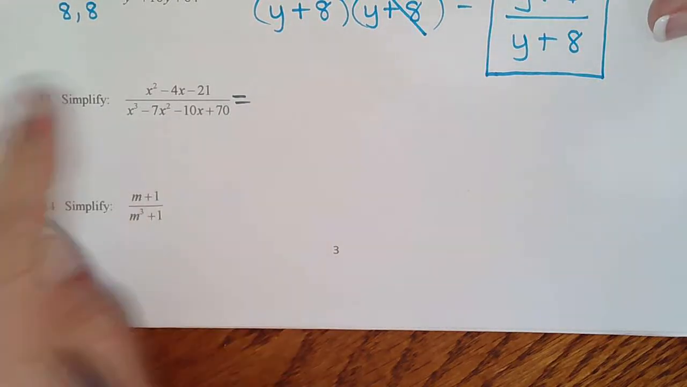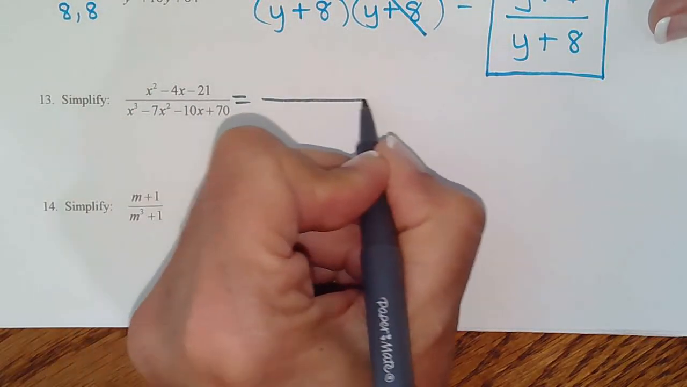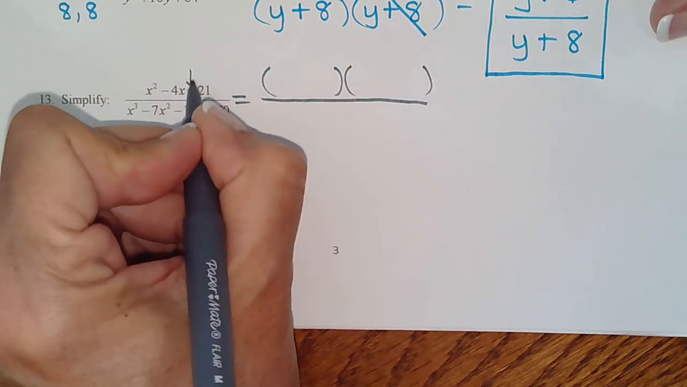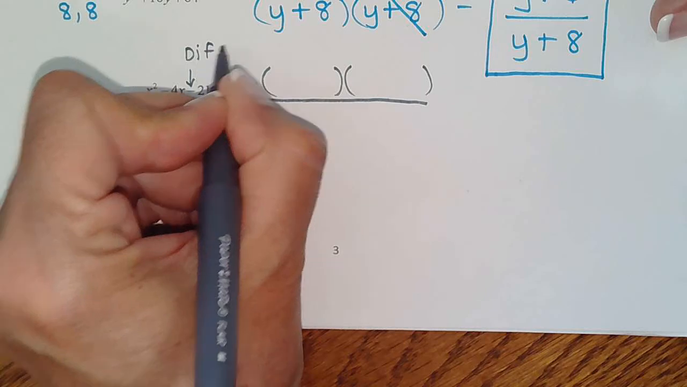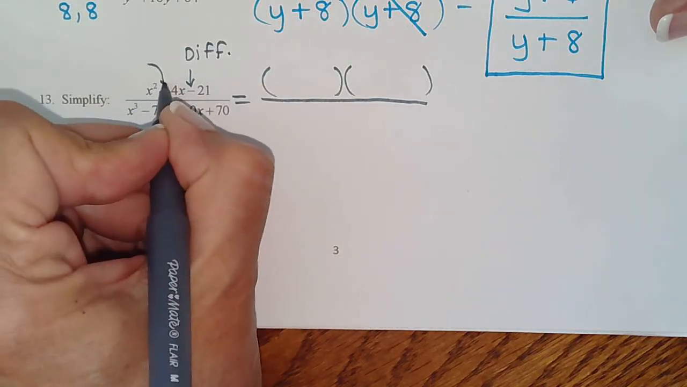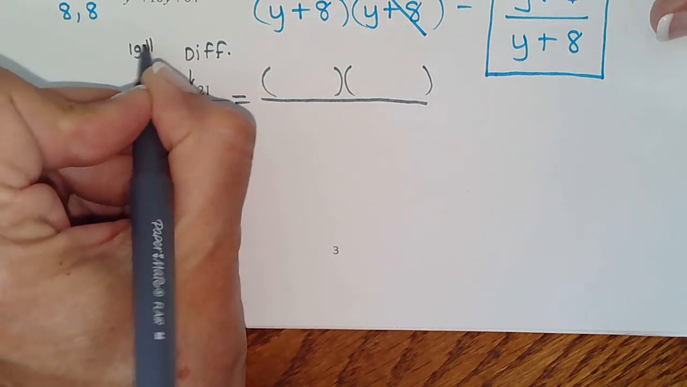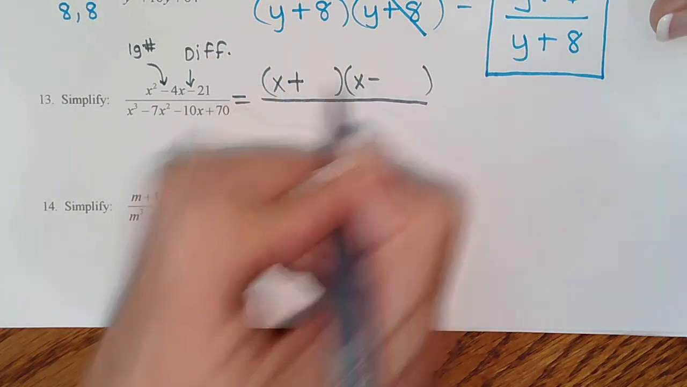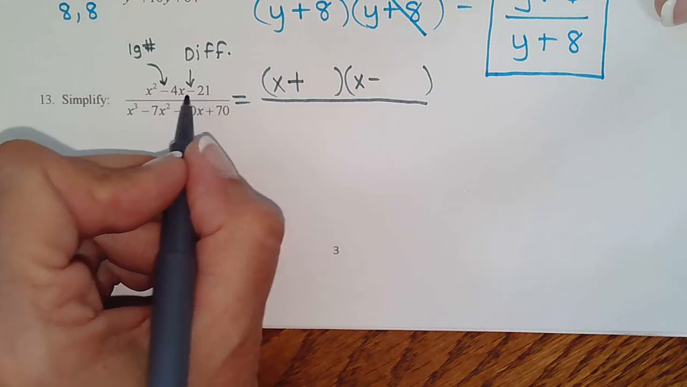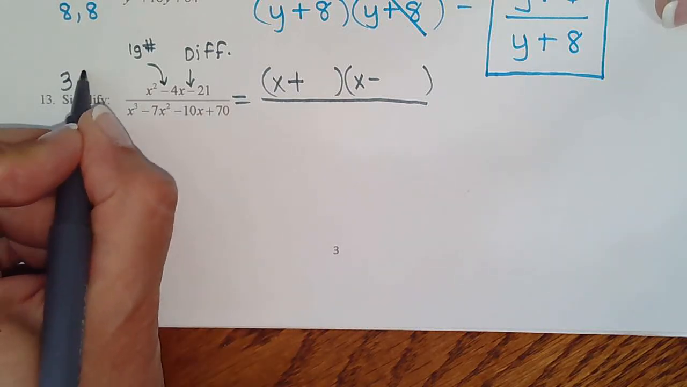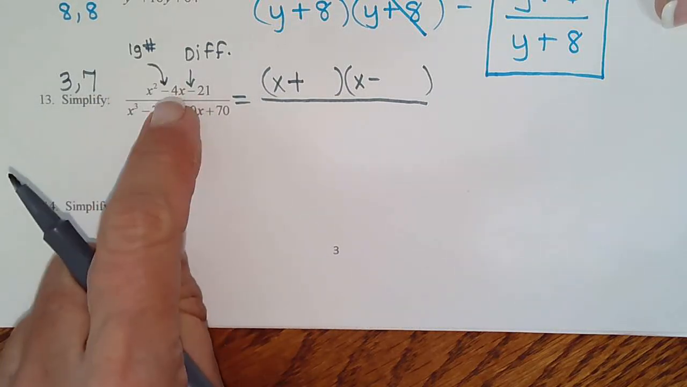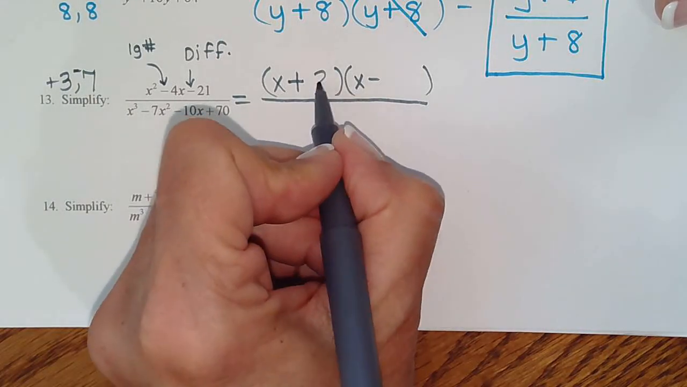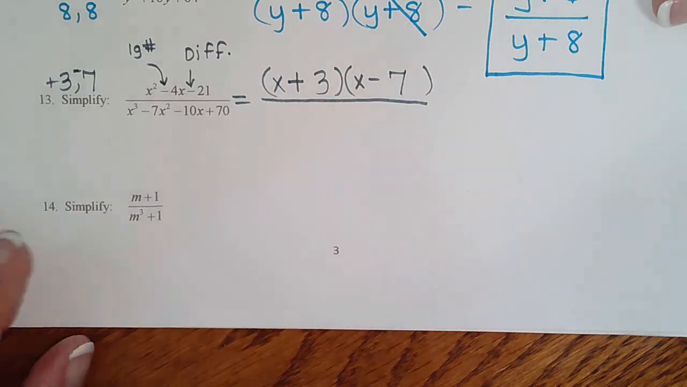Okay, so the top one is double bubble, just like our previous examples. This says the signs will be different. This says the larger number's negative. So let's put in our x plus and our x minus. Factors of 21 that subtract to 4 would be 3 and 7. Make the large number negative, so 7's negative, 3's positive, so my 3 goes here and my 7 goes here.